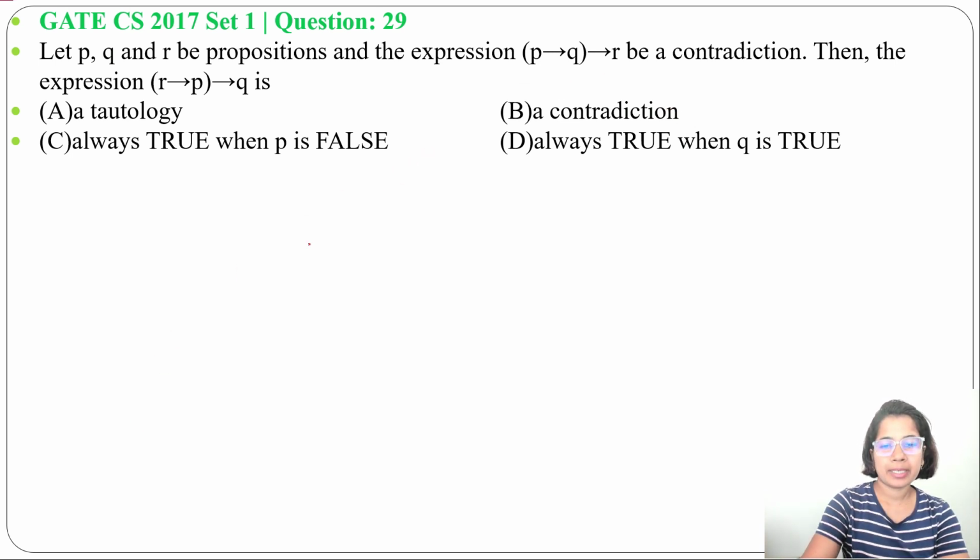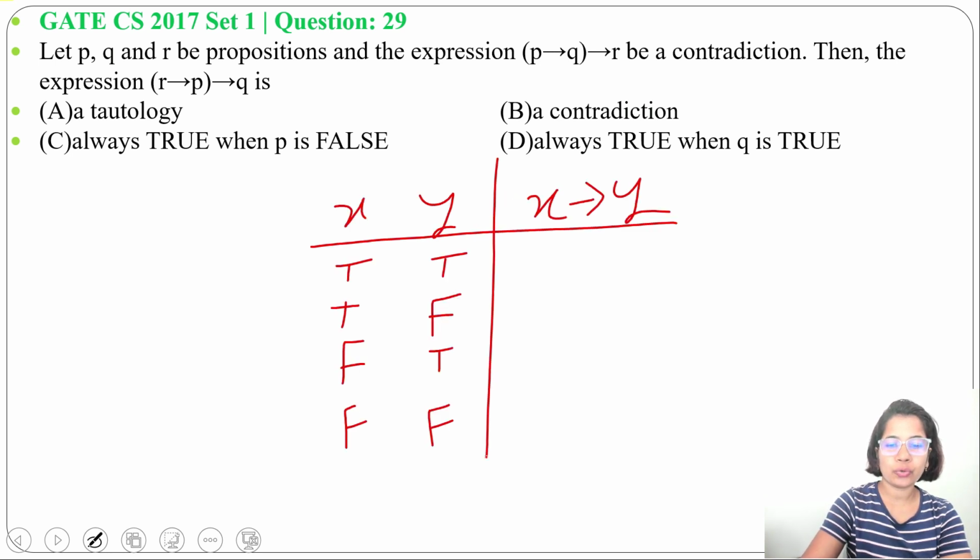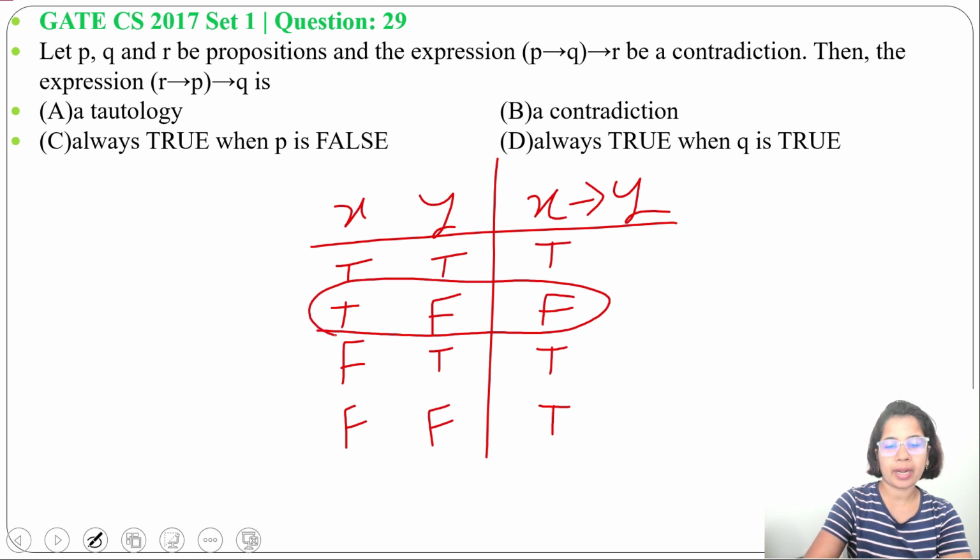In case of implication, let X implies Y. It will be false when true implies false, meaning X is true and Y is false. The rest will be true: true implies true is true, false implies true is true, false implies false is true. So it is false only when X is true and Y is false. Here it's given R implies P, whole implies Q. So when this Q is true, it will always be true. You can mark here Y is true. So when Y is true, it is true. It will be false only when X is true and Y is false.